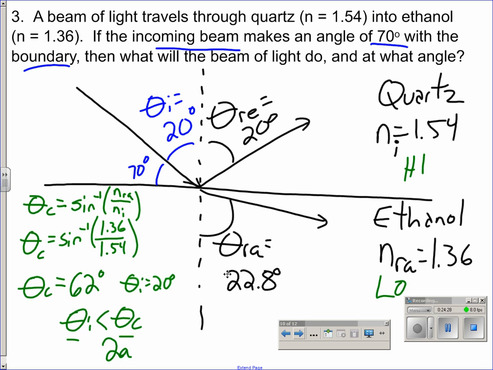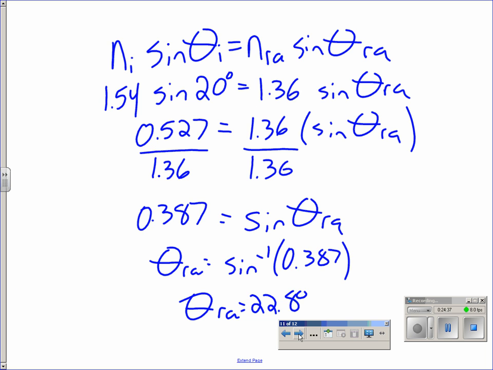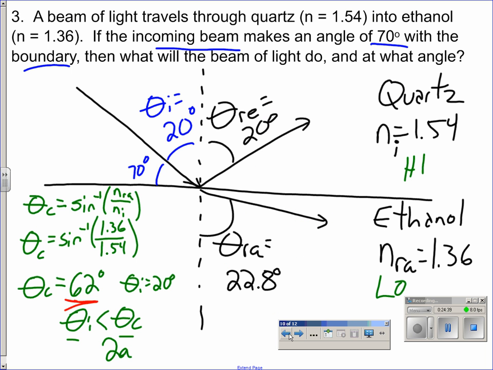Now, if our angle of incidence had been bigger than 62 degrees, then it would have just reflected, and you wouldn't have had to worry about this last step of finding your angles. All right, so there you go. Those are the three things that can happen. And an example, not an example of each of the three things, but three examples that are hopefully helpful.